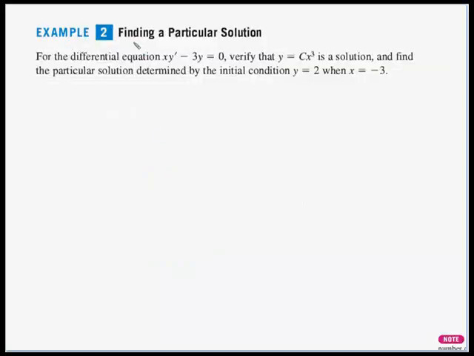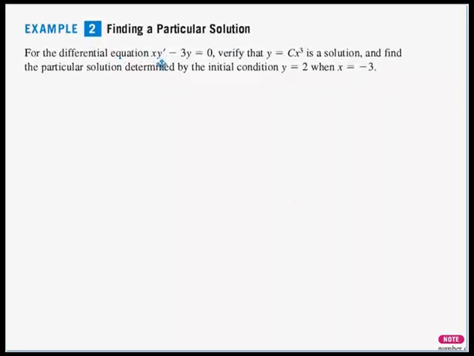In example 2, we're going to find a particular solution. For the differential equation x times y prime minus 3y is equal to 0, verify that y equals a constant times x to the third is a solution, and find the particular solution determined by this initial condition, y equals 2 when x equals negative 3.